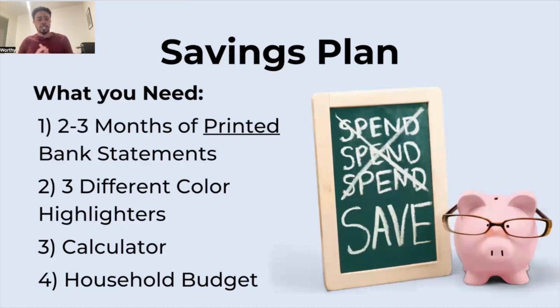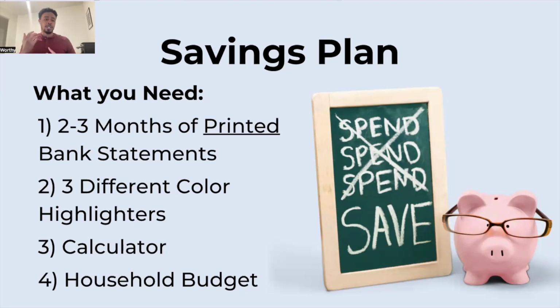So the second objective that we had tonight was to create a savings plan. The way that you're going to be able to create your savings plan, you're going to need a couple of things. The first thing that you're going to need to be able to create your savings plan is 2 to 3 months of printed bank statements.